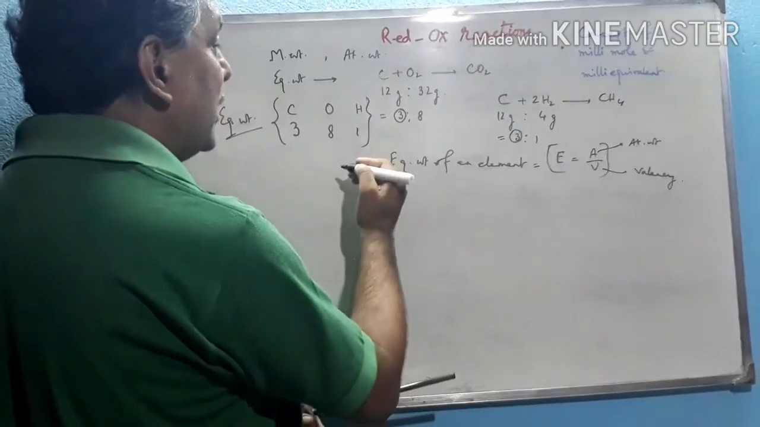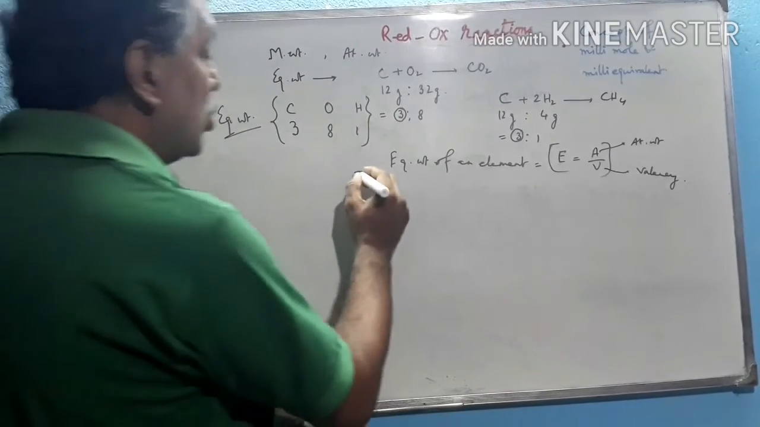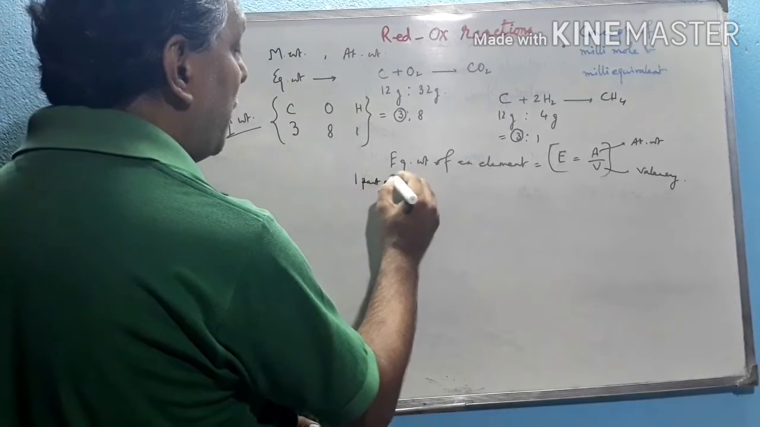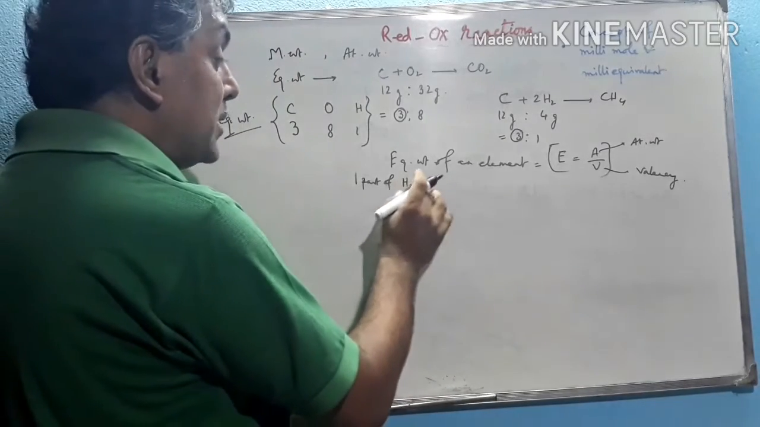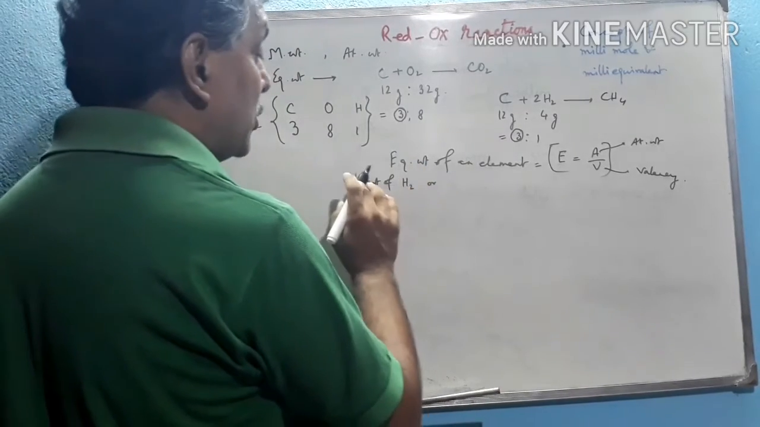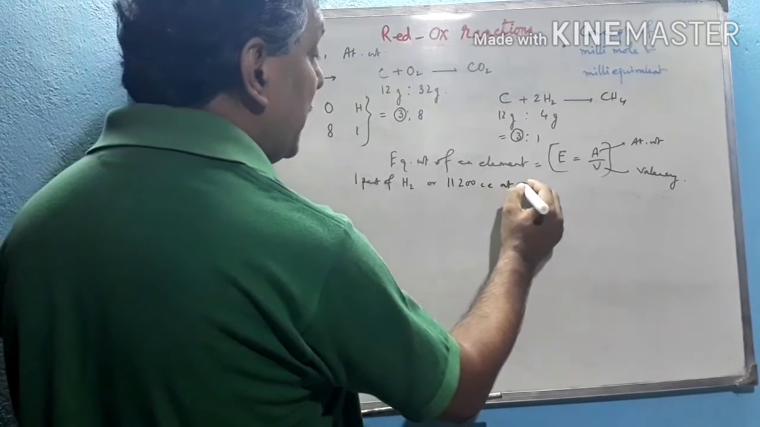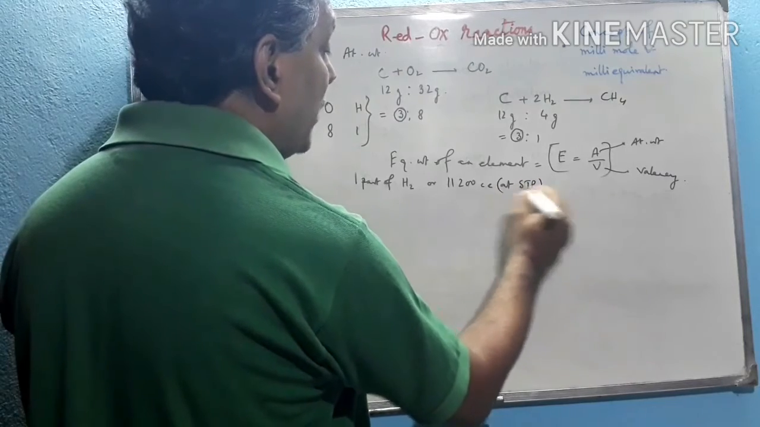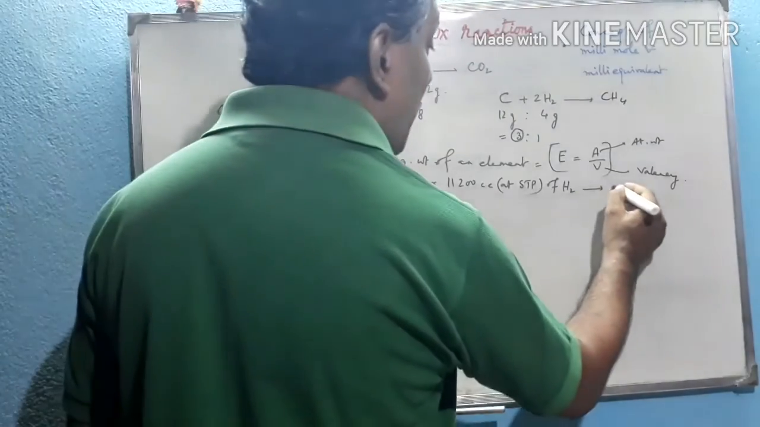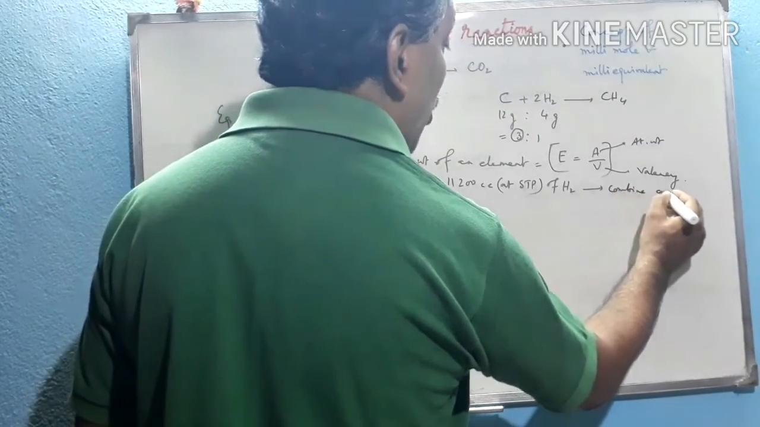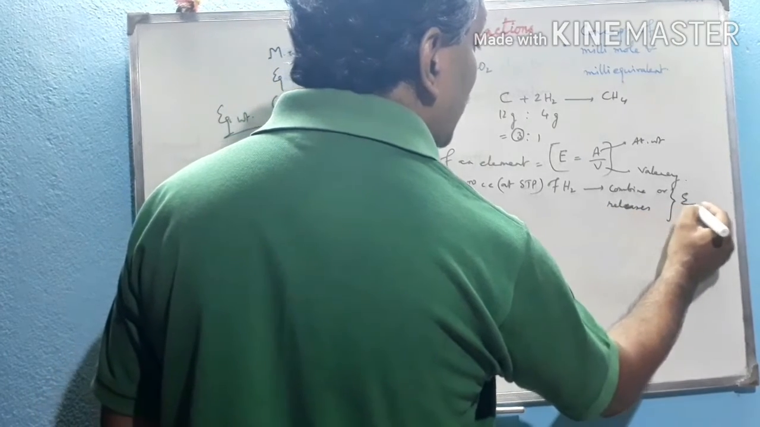Again, hydrogen, oxygen or chlorine are the standards for finding the equivalent weight of a substance. The molar mass of hydrogen is 2 gram. So one part of hydrogen, which means near about 11,200 cc at STP of hydrogen, that combines with the part of the substance or is released from a compound, is called the equivalent weight of that substance.